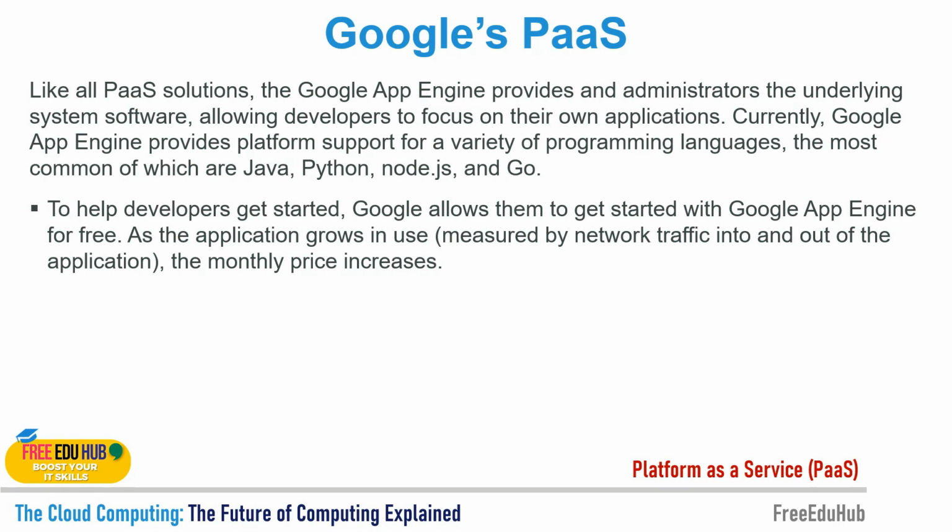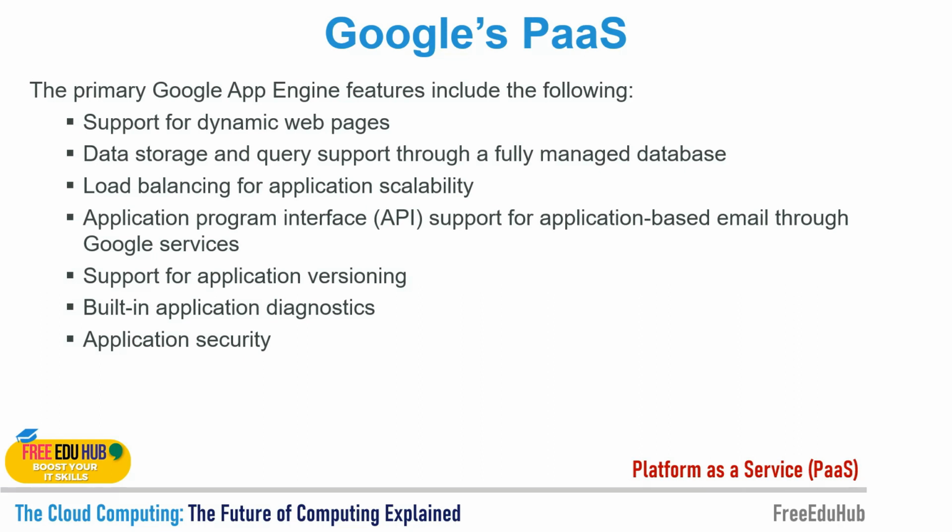As the application grows in use, measured by the network traffic into and out of the application, the monthly price would increase. If people start using the application, then you are actually using it and it is adding benefit to you or your organization. Now, the primary features of Google App Engine include the following.